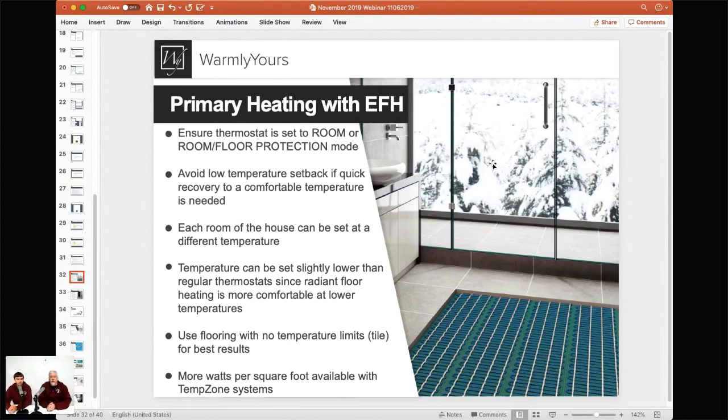Right. And also, once again, a choice of carpet that is limited to 82 degrees or tile with no limit. Which one is the best choice for sole source of heating, primary heating? I would go with tile. Right. Keep that in mind. That's a common sense thing that a lot of people don't really think about.